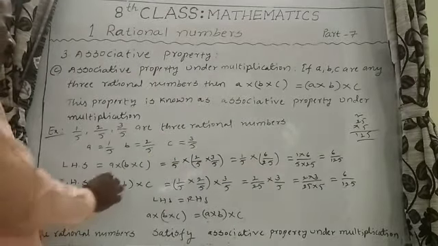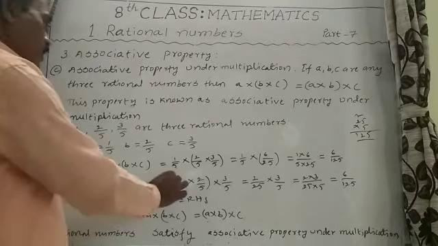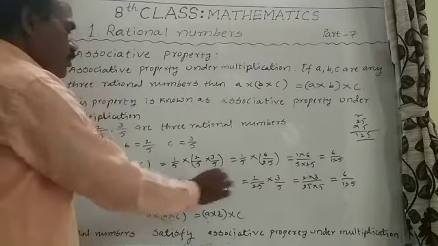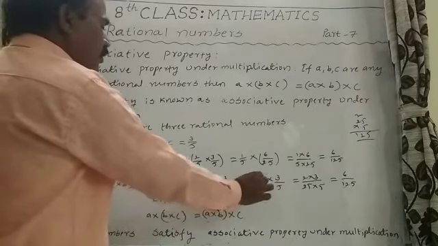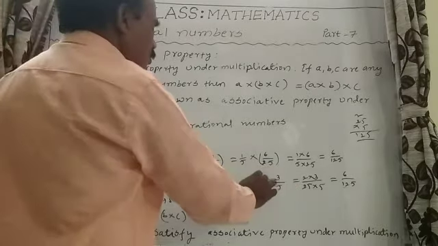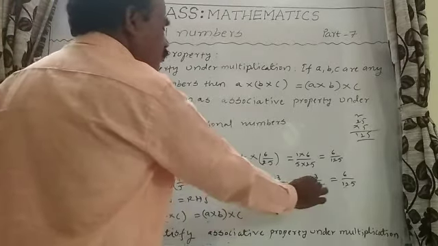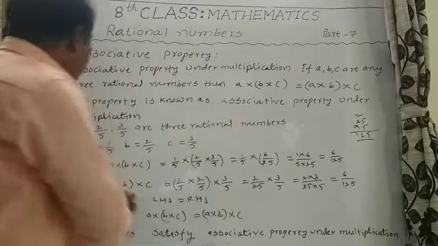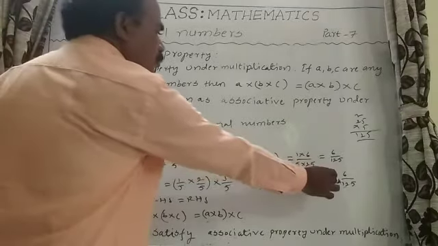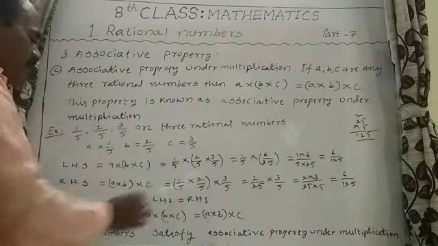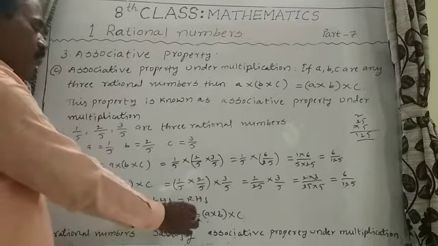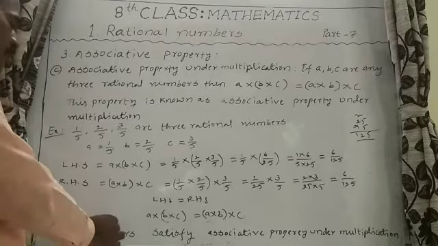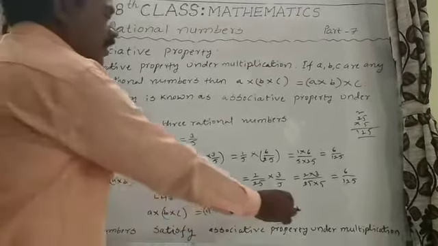RHS is equal to a × (b × c), 1/5 × (2/5 × 3/5). 2 into 3 is 6, 5 into 5 is 25, so 6/25. Then 1 into 6 is 6, 5 into 25 is 125. RHS is also 6/125. LHS is equal to RHS. (a × b) × c is equal to a × (b × c). Therefore, we know that the rational numbers satisfy associative property under multiplication.